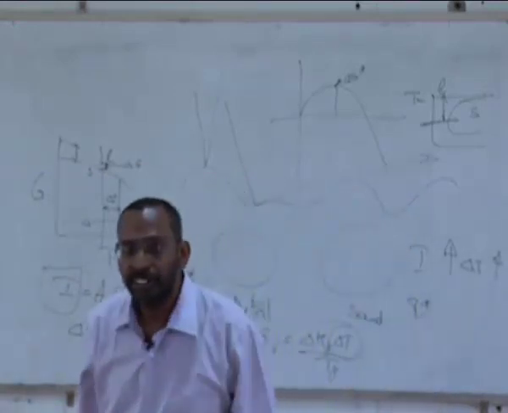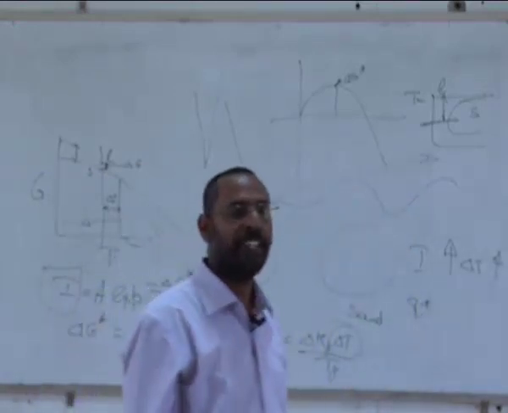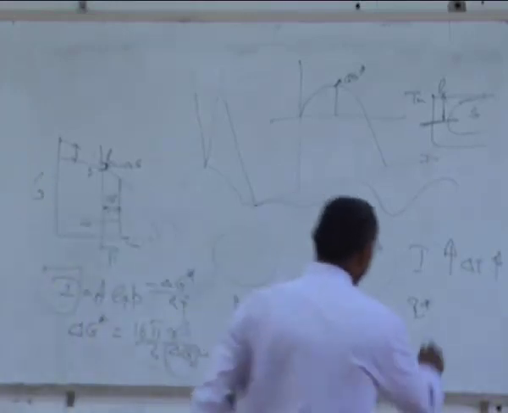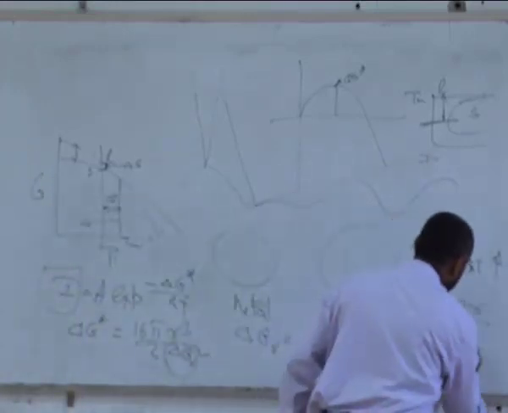R star increases with the increasing delta T. What is the formula for R star? Can you tell me at the center? 2 gamma by delta G. That's it. 2 gamma by delta G.